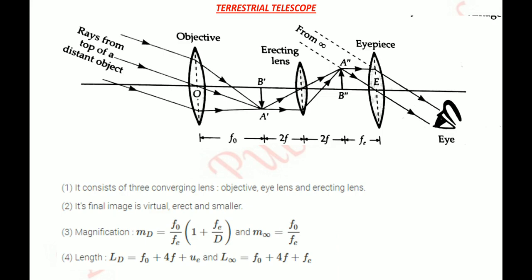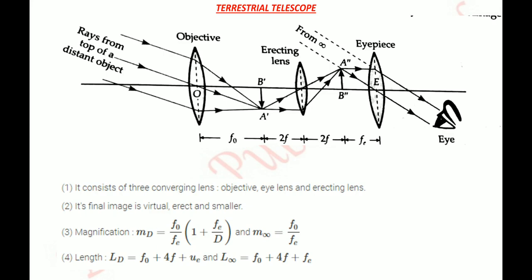Magnification is FO upon FE into 1 plus FE upon D, or M infinity is FO upon FE. It is actually the same formula which we have studied. There is no change, only the minus sign is not there. Earlier the minus sign was there to indicate that the final image is inverted, but this time the final image is erect, so minus sign is not there. MD, when the final image is at capital D, is FO upon FE into 1 plus FE upon D, or M infinity, when the final image is at infinity, is FO upon FE.